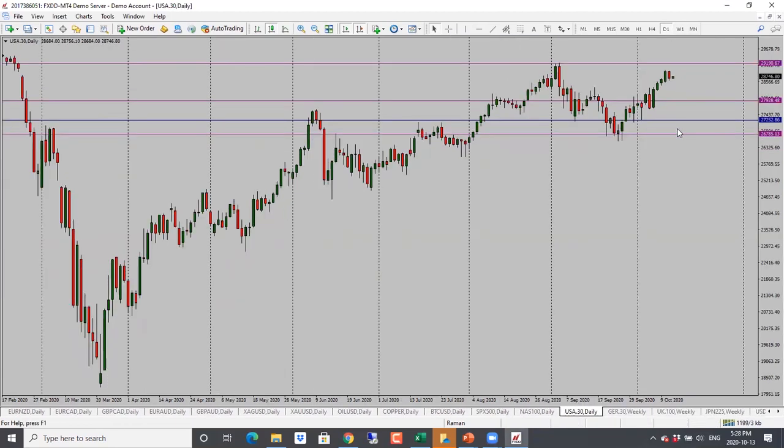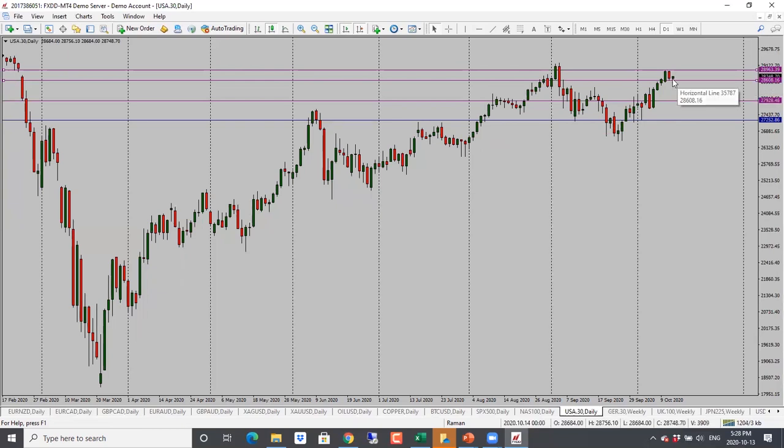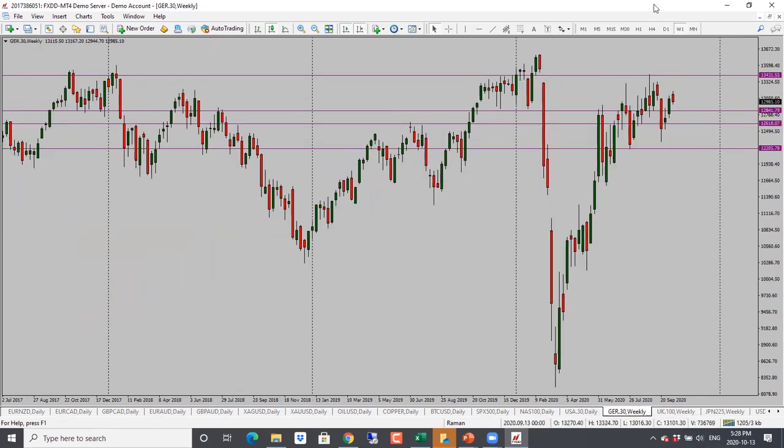Dow Jones here, this one also looking a bit bearish, but again, I would expect volatility in the market, so be prepared for swings back and forth. If it holds above 28,600, if it doesn't break through, it can still continue higher. But the closer we get to the elections, the more volatility we'll be expecting here as well.